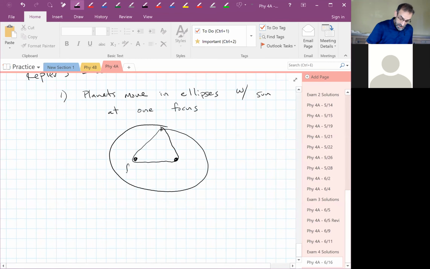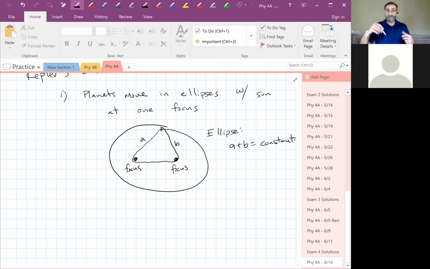This is called a focus. This is another one. And the distance from one focus to the point on the ellipse, A, plus the distance from the other focus to the point on the ellipse, B, is a constant. So that's the definition of an ellipse. That's why this string technique works. When you're a kid, you wrap that string up because the string isn't going to get longer or shorter, right? A plus B is going to be a constant. As long as you keep the string nice and taut as you go around, you're going to get an ellipse.